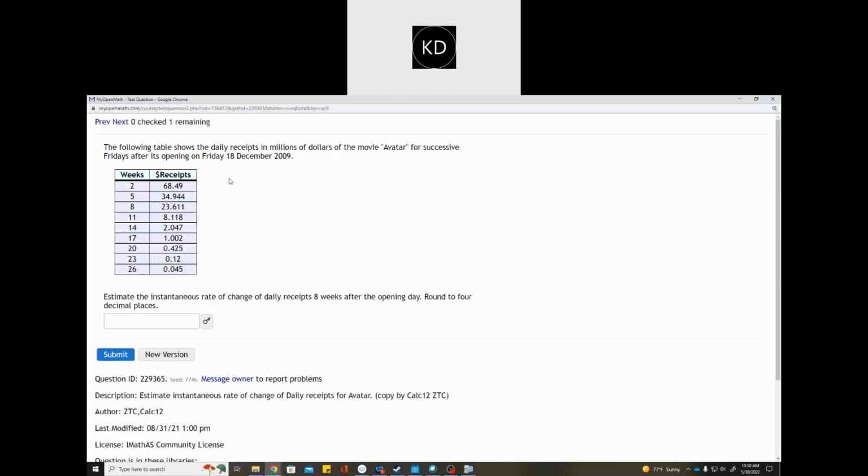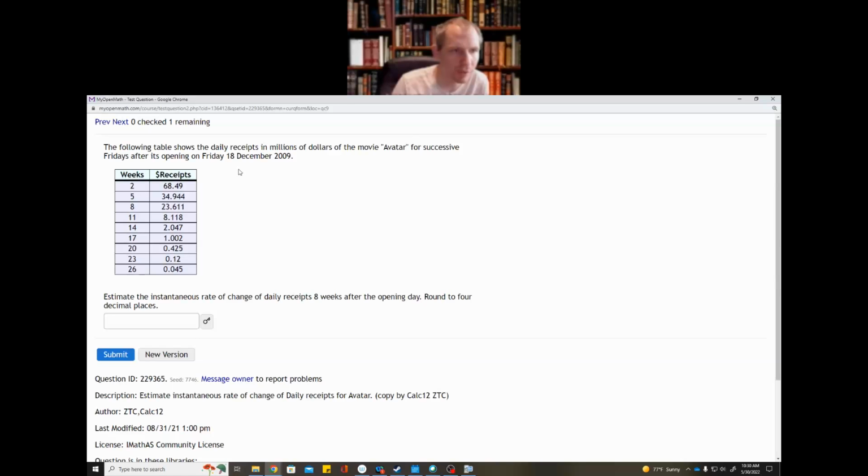The following table shows daily receipts in millions of dollars of the movie Avatar for successive Fridays after its opening on Friday 18th, December 2009. Okay, so this is the number of weeks, this is the receipts. Estimate the instantaneous rate of change of daily receipts 8 weeks after opening day, round to 4 places.